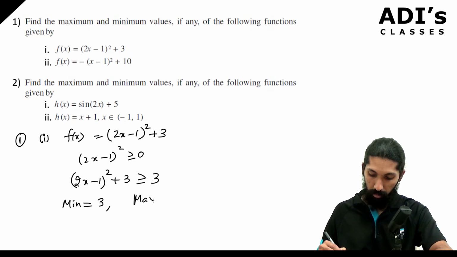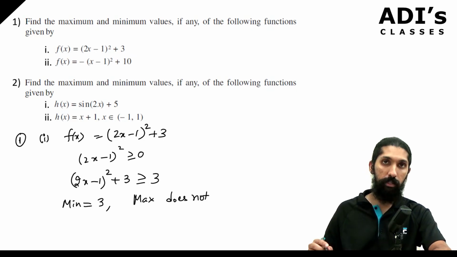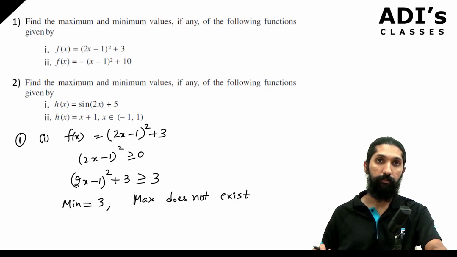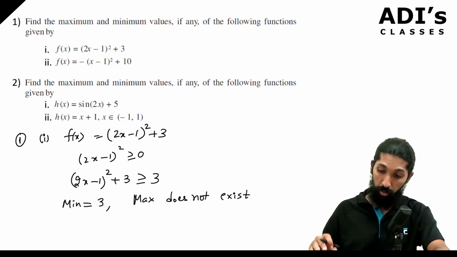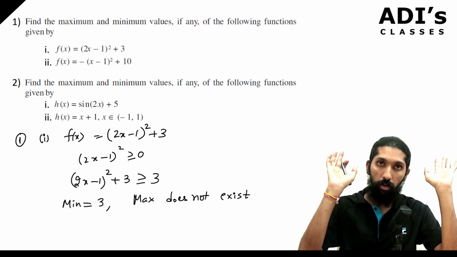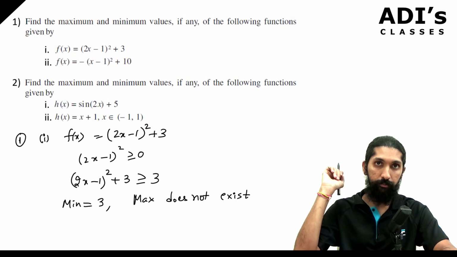Maximum value does not exist. Because what do you say? Infinity is the maximum value. I mean, it makes no sense, correct? So maximum value does not exist. That's all. Very simple. So make sure that you have within that particular range, then go ahead and solve it. That's all. Very, very easy.